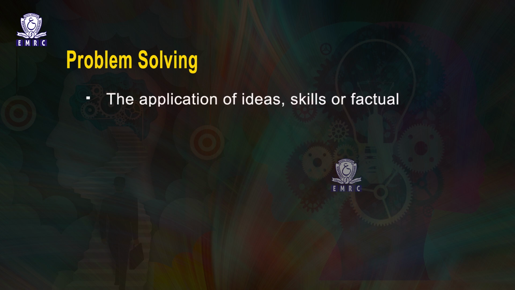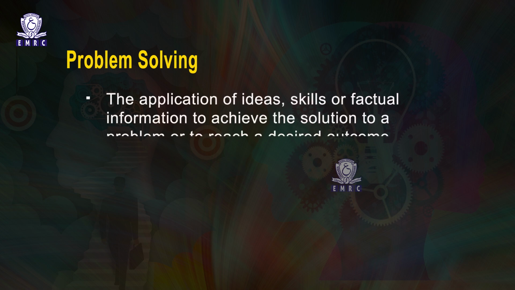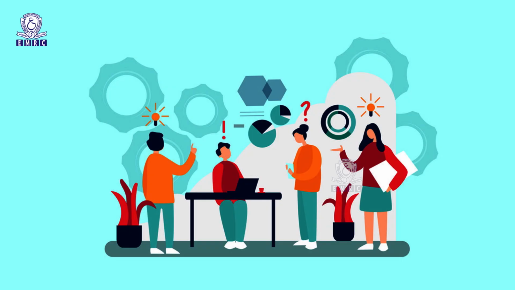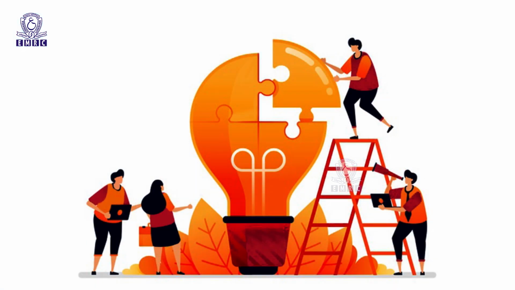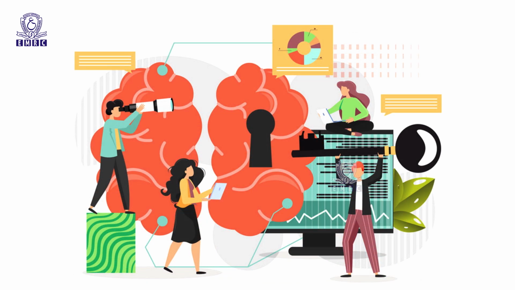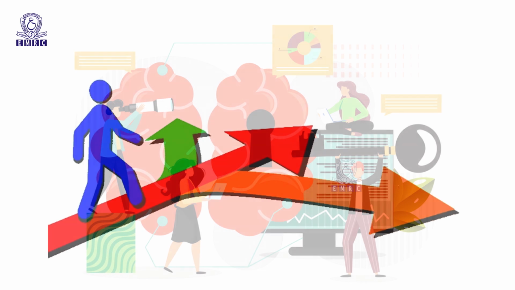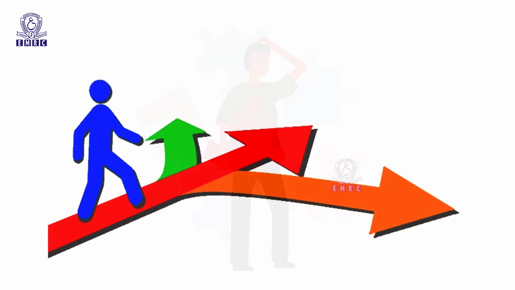So, problem solving is the application of ideas, skills or factual information to achieve the solution to a problem or to reach a desired outcome. In cognitive psychology, the term problem solving refers to the mental processes that people go through to discover, analyze and solve problems. This involves all of the steps in the problem process, including the discovery of the problem, the decision to tackle the situation, understanding the problem, researching the available options and taking actions to achieve your goals.